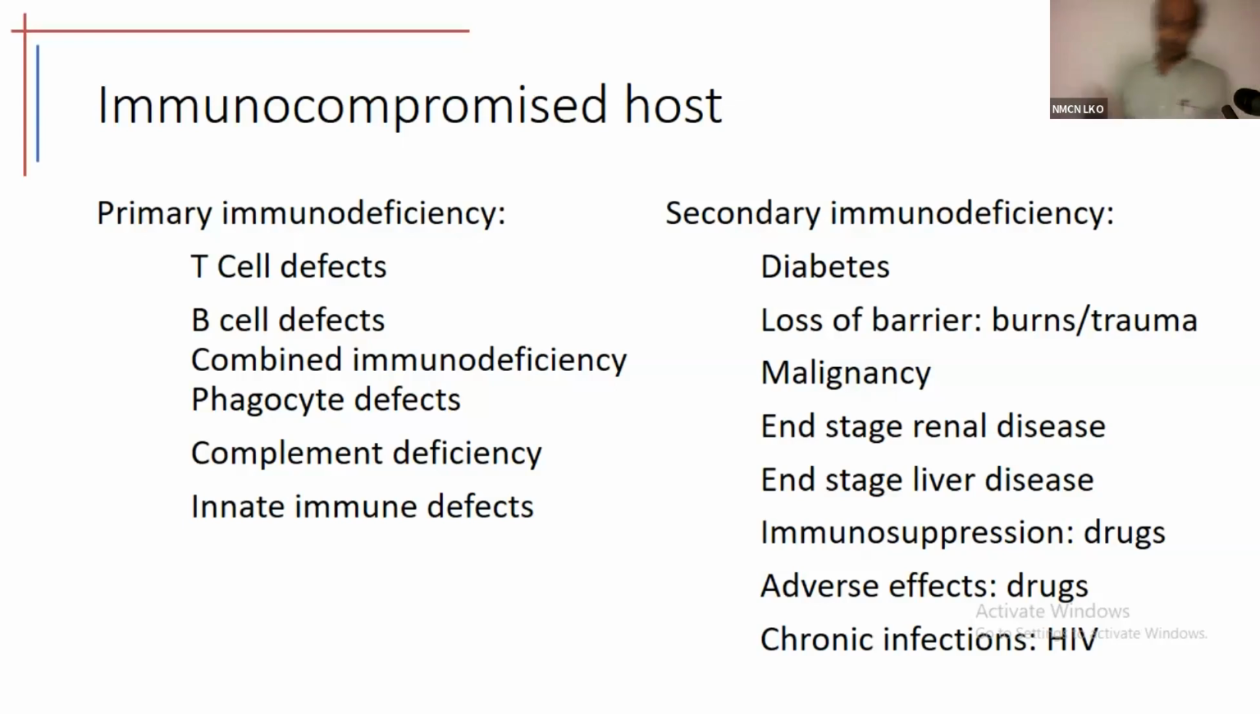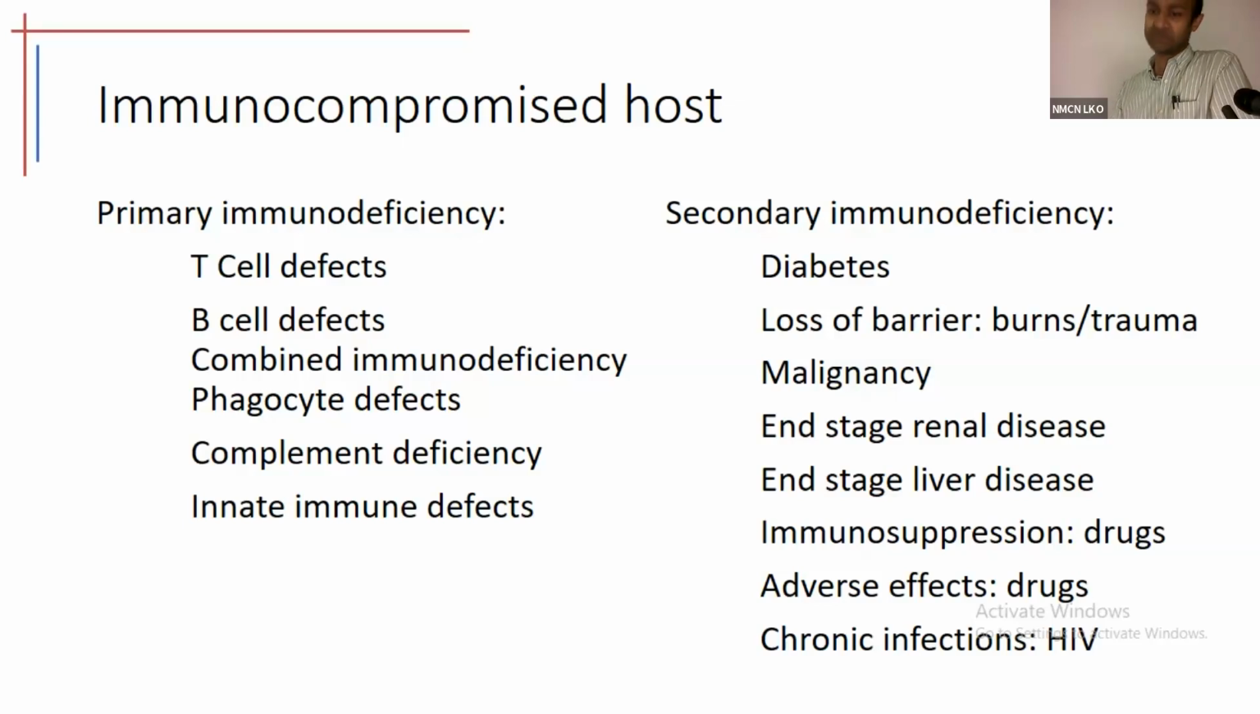The secondary immunodeficiencies are interesting. These are the ones that most of you will encounter, and diabetes is the primary one there. India is the diabetes capital of the world, and most of you will encounter patients of diabetes throughout your career. Any loss of barrier functions, so any burns or trauma. So all our surgeons might encounter these patients where people are secondarily immunodeficient due to an accident. Malignancies, again, these patients are immunosuppressed. End-stage renal disease, end-stage liver disease, these patients don't have an effective immune system.